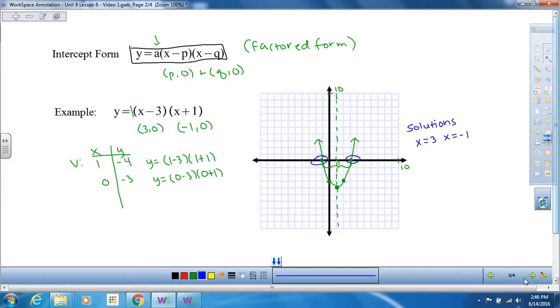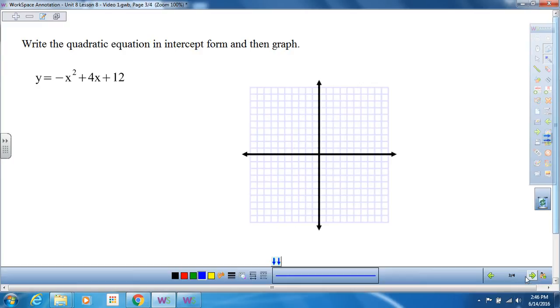Okay, let's look at another one. Okay, first thing I want to do is write the quadratic equation in intercept form and then graph. So if you notice, it's given to us in standard form. And intercept form is factored form. So what I have to do is I have to factor this.